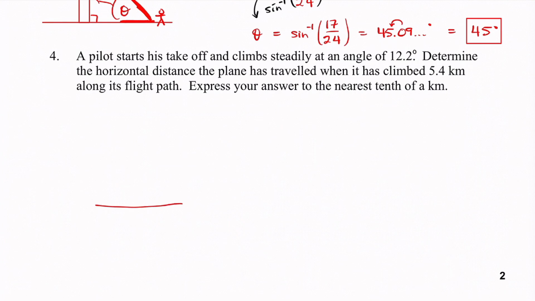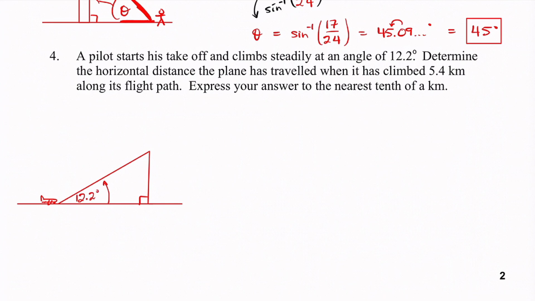So I'm going to draw the ground. I'm going to draw a very basic picture of a plane. Okay, and then that plane, it's going to take off and it's going to go into the air. So we got a triangle looking something like that. There's our 90. Okay, and let's read the information again. It said he climbs steadily at an angle of 12.2 degrees. So that is going to be how much he is going up here. So 12.2 degrees.